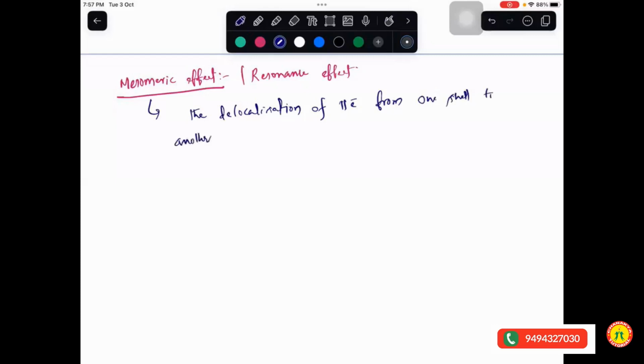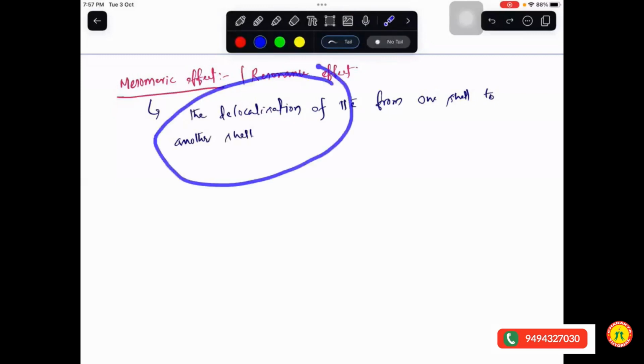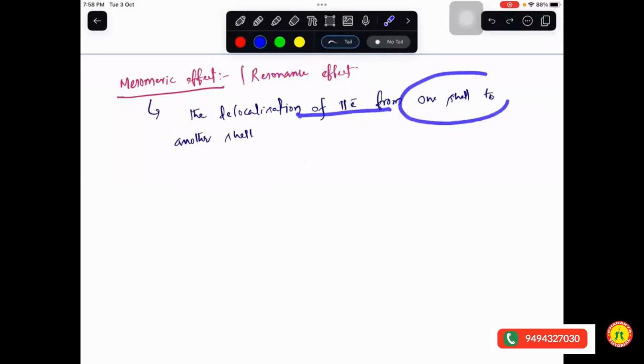I will explain what the shell is. In the atom, what does the shell mean? K, L, M, N, right? Or the subshell also, SPDF, all these things. See, delocalization is nothing but changing the location of electrons. So when it is possible, delocalization is nothing but changing electrons, from one shell to another shell.